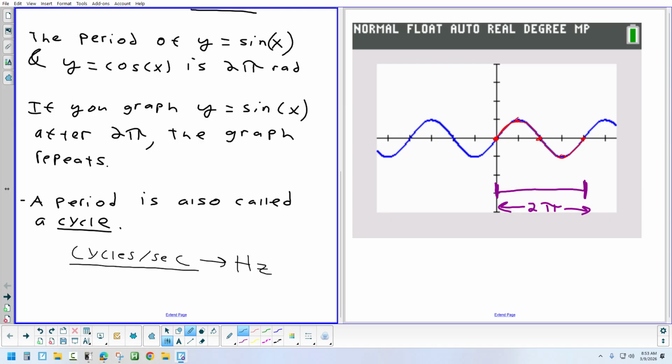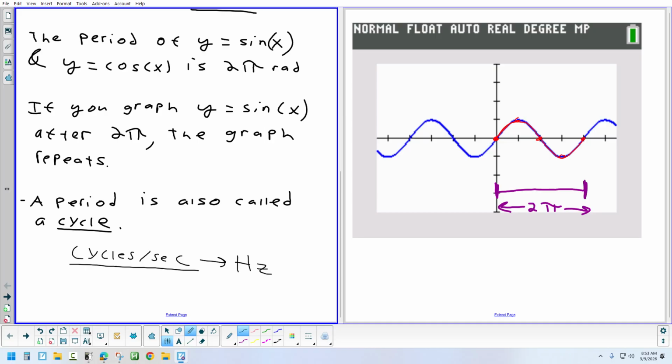Another thing that cycles per second is used for is AC electricity. So if you measure the kind of electricity in your house, not your car, that's DC, but in your house, it runs at 60 cycles per second. That's in the US, 60 cycles per second, and that's known as 60 hertz. So a hertz is a measurement of how fast the electricity alternates per second.